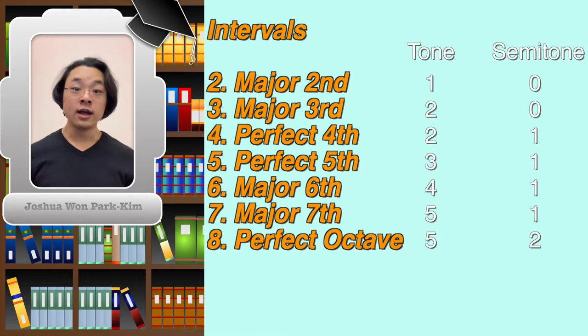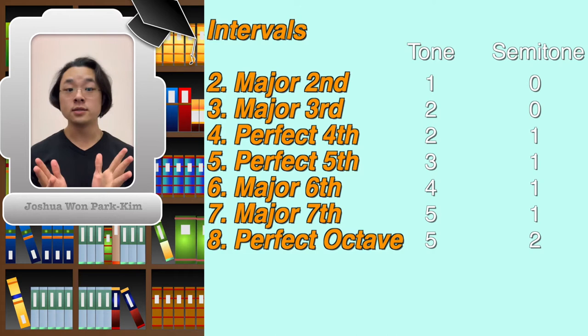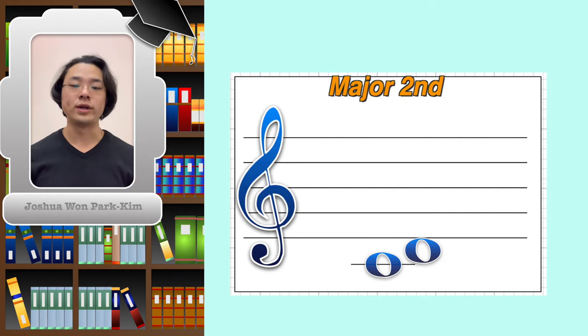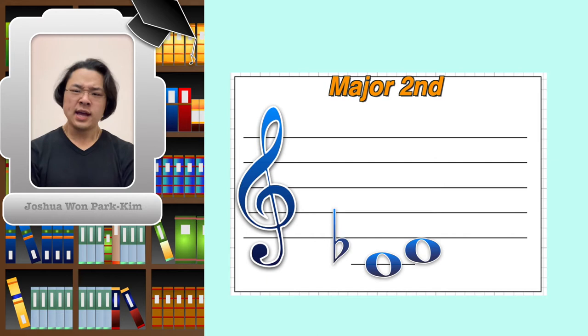However, some of these intervals can change into different or the opposite of majors. Now let me give you an example. C and a D is a major second because it contains one tone. But if I change that D into a flat, then that becomes a semitone. So, what kind of a second did this become? Ladies and gentlemen, this is a minor second.